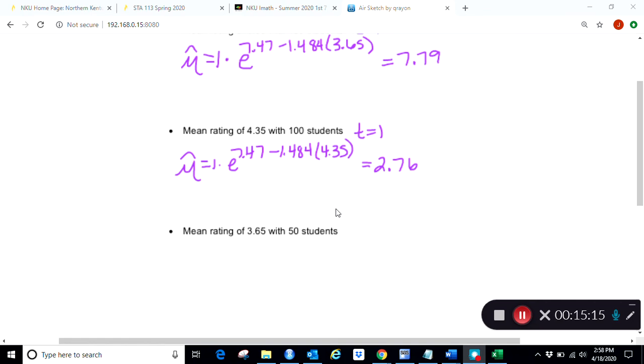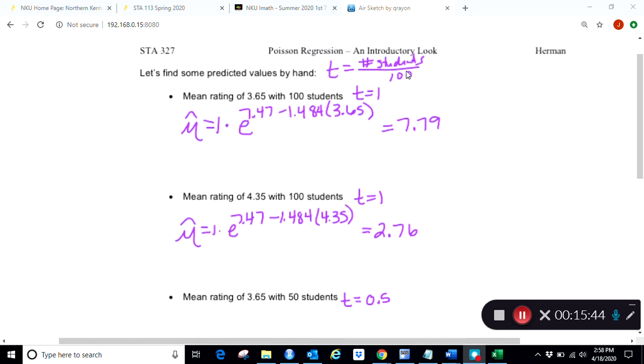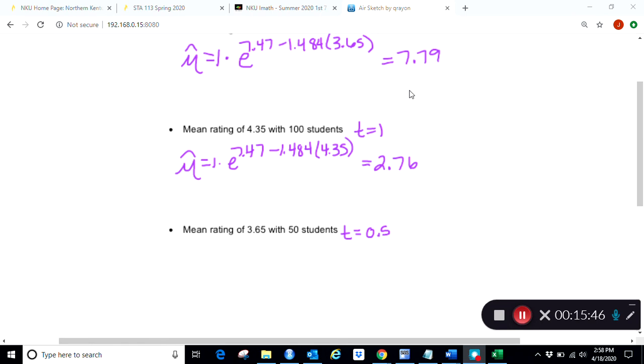Now, how does a different number of students actually factor in? So if I'm looking back up here at my mean of 3.65, but this time I only have 50 students, my t is going to be 0.5 because I only have half of the students. So then I'm thinking about what t is going to look like. That's going to be our number of students divided by 100. That's how I'm going to find out what to plug in for t.